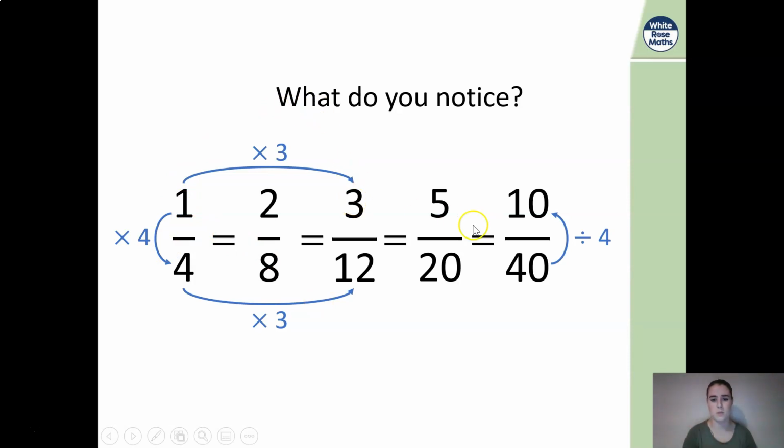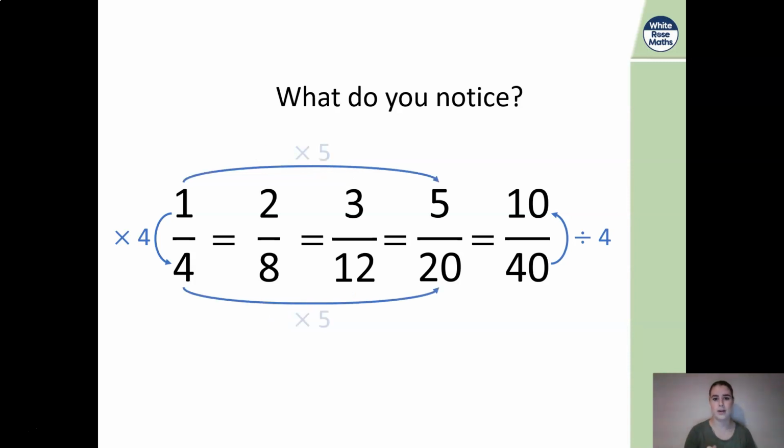Well, now you must be thinking, well, how did I then get from a quarter to 5/20? So again, how do I get from 4 to 20? Well, let's count. 4, 8, 12, 16, 20. Oh, well, I must have multiplied it 5 times. And I know whatever I do to the denominator, I do to the numerator. So I multiplied this by 5. So 4 times 5 was 20. Therefore, 1 times 5 was 5.